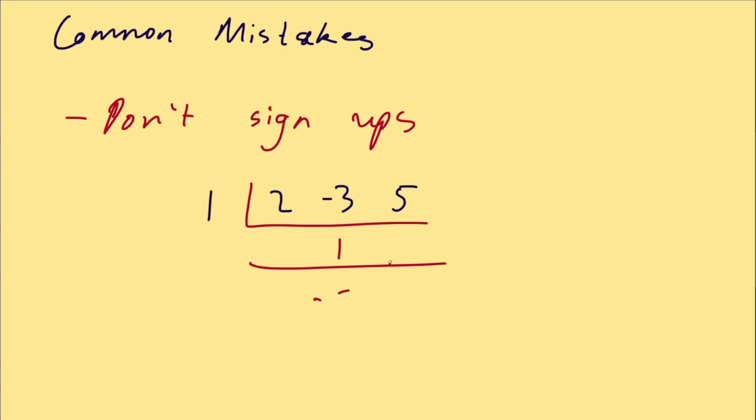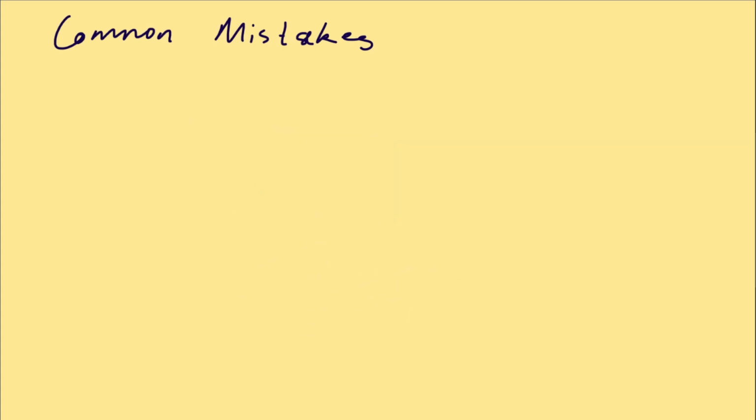When you're doing all the stuff down here, I mess up on this. I forget the negative sometimes. Take it slow, check your answers. Another mistake is incorrectly setting up the divisor.